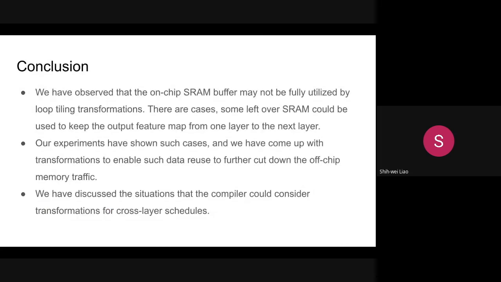Finally, let's conclude. We have observed that the on-chip SRAM buffer may not be fully utilized by loop tiling transformation. So some leftover SRAM could be used to keep the output feature map from one layer to the next layer. We have shown such cases, and then we've come up with a transformation to enable such data reuse to further cut down the off-chip memory traffic. And we have studied the situation. The compiler could consider transformation for cross-layer schedules.